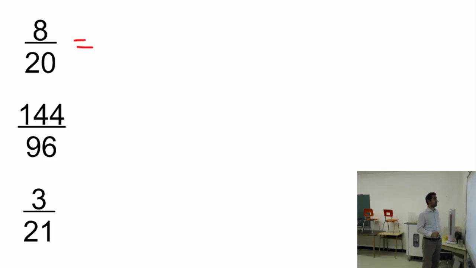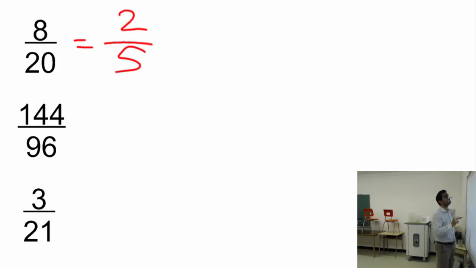8 divided by 20. Can I divide both of them by 8? No, 20 is not divisible by 8. Okay, what is half of 8? 4. Can I divide both of them by 4? Yes. 8 divided by 4 will give me 2. And 20 divided by 4 will give me 5. That's the lowest. I can't divide more than that.